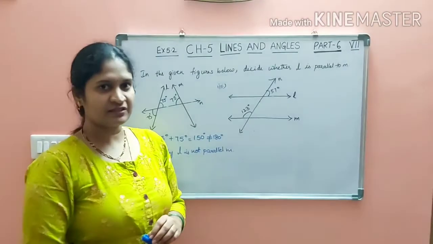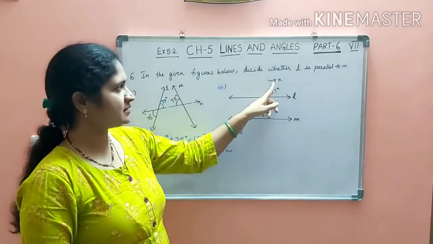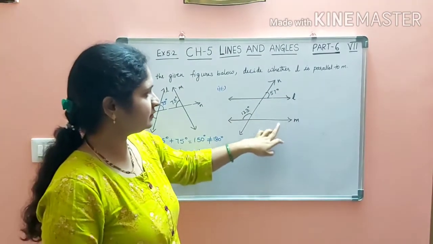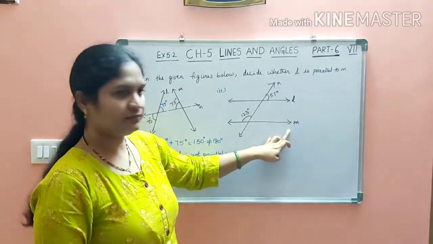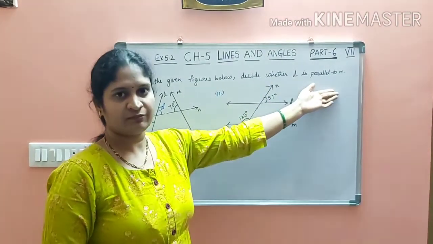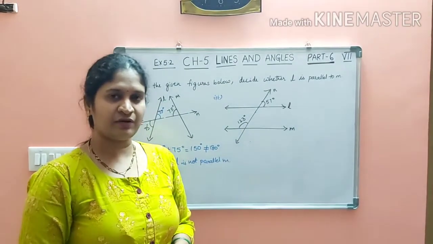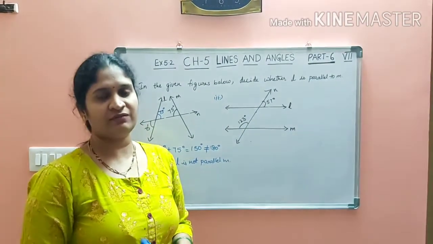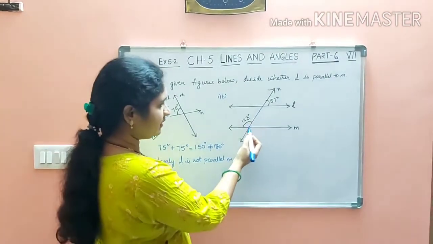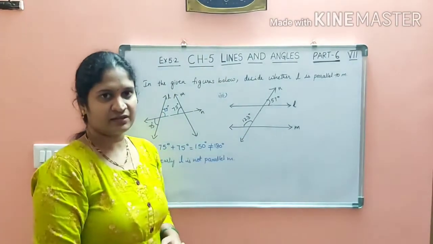Let us see second bit, children. Here, two lines L and M are given, and transversal N is given. Children, if you observe, you can say that L and M look like parallel lines, and you can directly say that L is parallel to M. We cannot do like that. We have to check the three facts there. If any one of the three facts is true, then only we can say that L is parallel to M. Children, here they have given 123 degrees here. Here they have given 57 degrees.